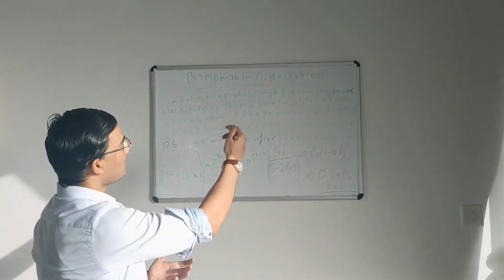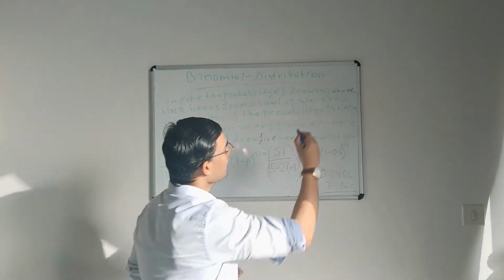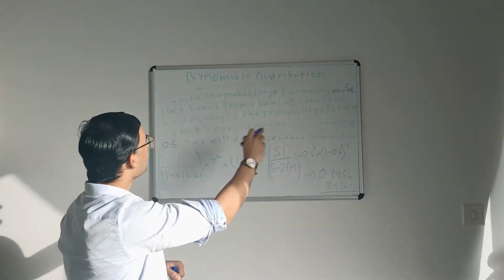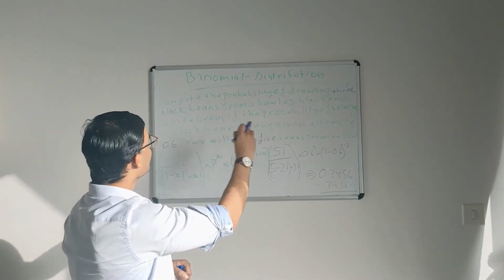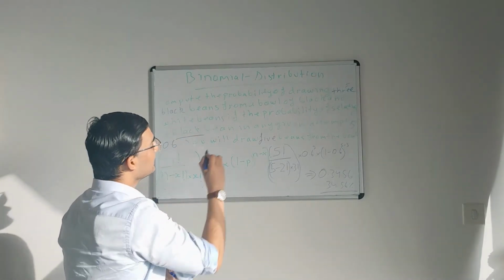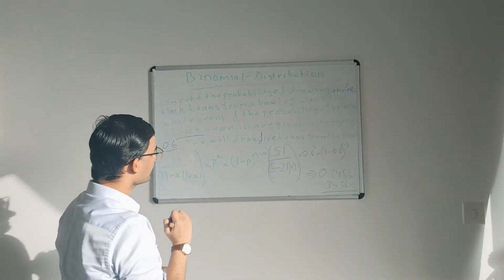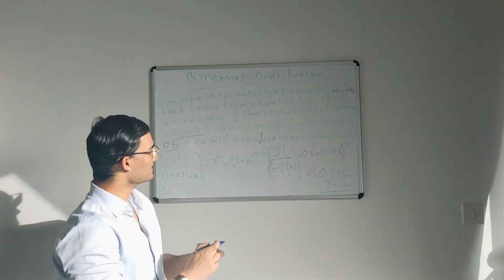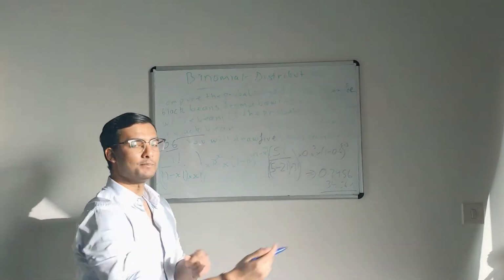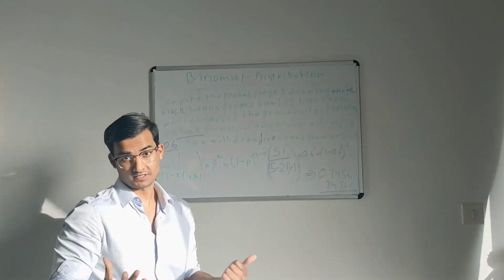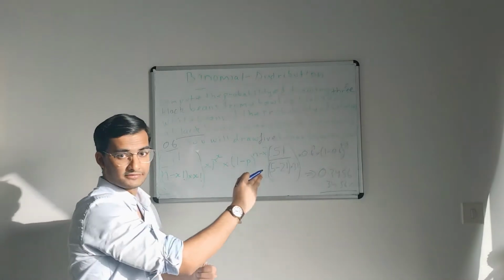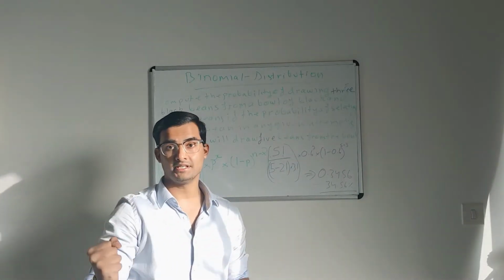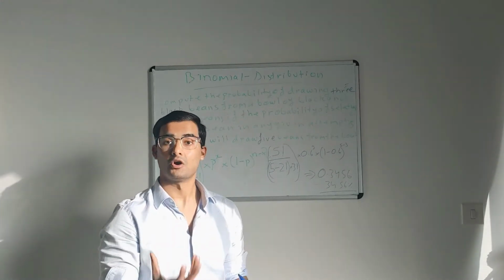It's: compute the probability of drawing three black beans from a bowl of black and white beans, if the probability of selecting a black bean in any given attempt is 0.6, and you will draw 5 beans from the bowl. So over here, what it's trying to say is that the number of tests, the number of events, in other words, is 5. Your success is 3, because you're drawing 3 black beans from one bowl, which is a mixture of white and black beans.